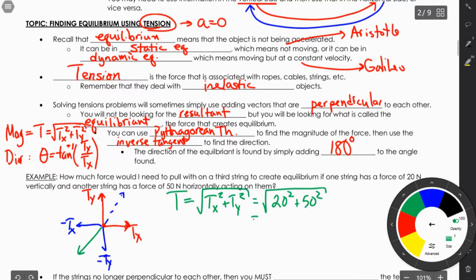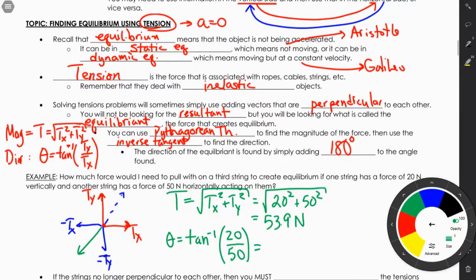Because those are the two forces. So we get the square root of 20 squared plus 50 squared, and that gives me a magnitude of 53.9 newtons. That's how much I have to pull with. Now we need to find the angle. We do the inverse tangent of our y value, which is 20, over our x value, which is 50. So the inverse tangent of 20 divided by 50 gives me 21.8 degrees.